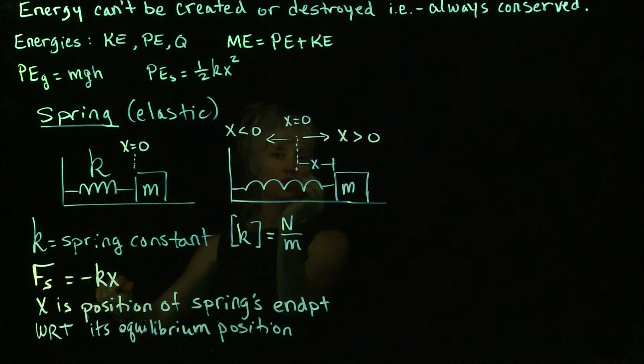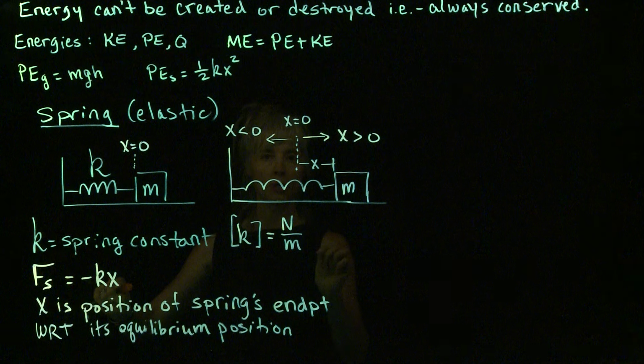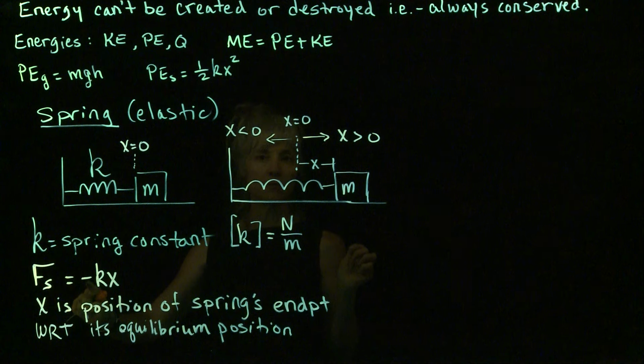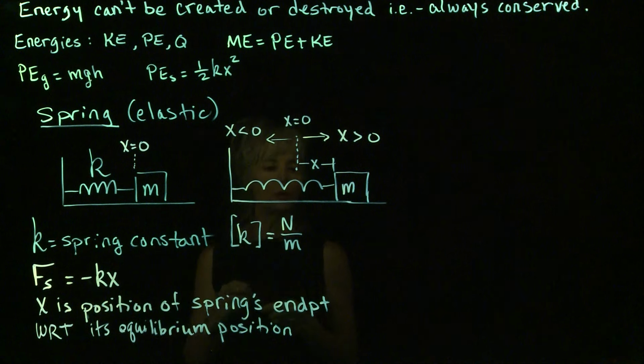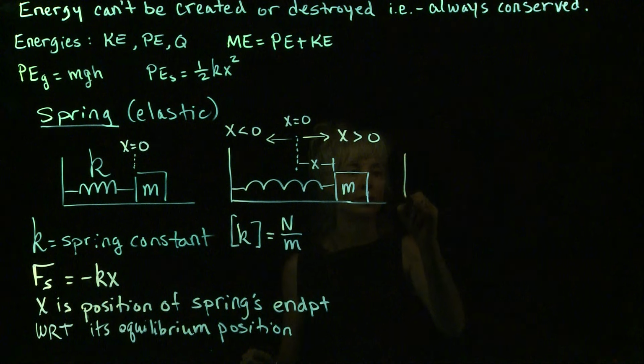The spring wants to restore itself to its equilibrium length. And so this negative sign comes from the fact that the force is always oppositely directed to the displacement of the end of the spring. Notice this also holds true if I compress the spring.